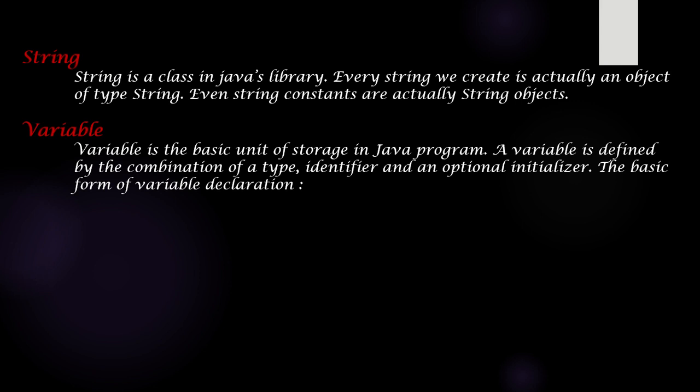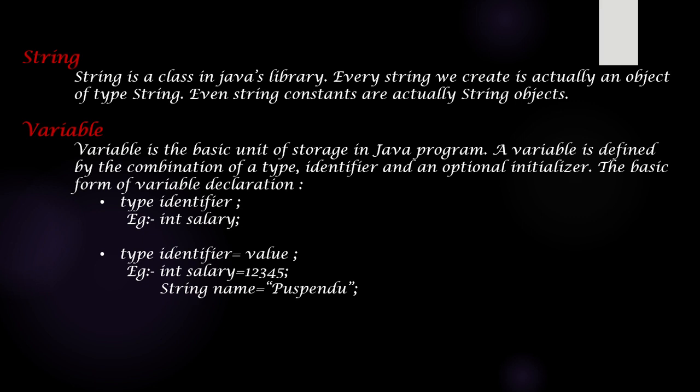So, let us see the two basic forms of variable declaration. First is type and identifier. For example, I am mentioning the type as int and the identifier is salary. Another could be type, identifier and the optional initializer. Here I have mentioned the initializer, such as salary equals, and I have given a value here. In the same way, I have assigned a string value. As you can see, the string value is enclosed within double quotation. Now, one thing to keep in mind is that we have to declare the variable first before we can actually use it. You can use these variables only after you declare them.